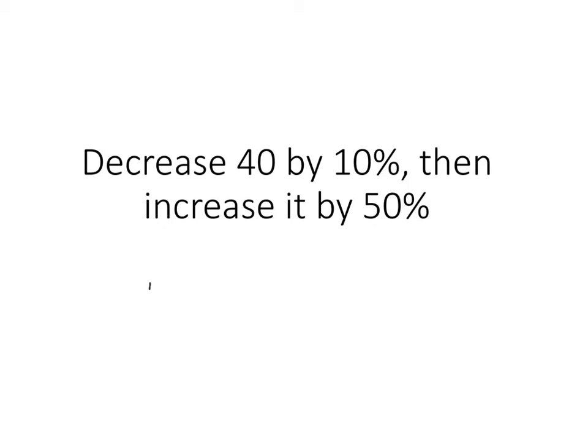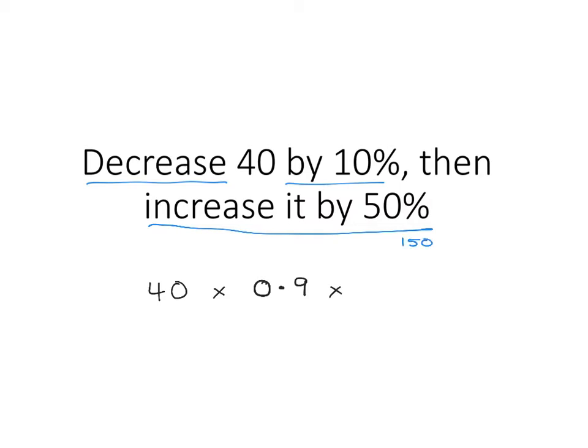So this time, I start with my 40. I'm decreasing it by 10%. Think about what multiplier that would be. If I'm decreasing by 10%, that means I want to find 90%, and that as a multiplier would be that. And then I'm going to increase it by 50%. So if I'm increasing by 50%, that means I want to find 150%. So that multiplier would be 1.5. So that calculation there would give me the answer to this question.